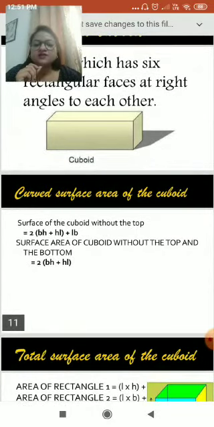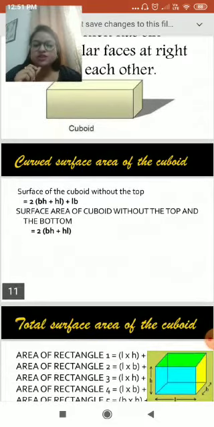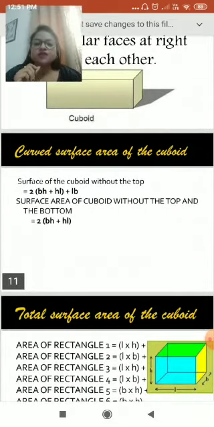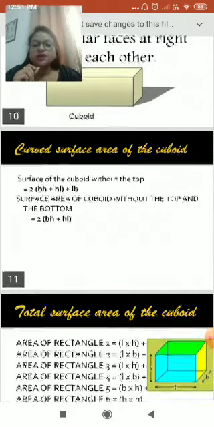Quickly we'll see the surface area of the cuboid. The surface area of the cuboid without the top, if the lid is not there, then the formula is 2(BH plus LH) plus LB. The top has been removed. Surface area of the cuboid without the top and the bottom will be 2(BH plus HL). Over here the LB doesn't come because the length and breadth of the top and bottom have been removed.